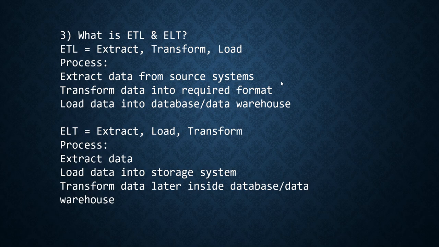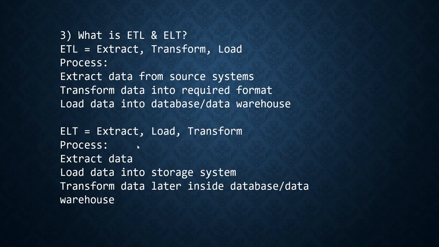Our third question is, what is ETL and ELT? ETL means extract, transform, and load. Process: extract the data from the source system and transform the data into the required format, then load it into the database or data warehouse. Extract the data from source .csv files, .xml files, like that. Transform the data into the required format, apply some business logic and ETL rules, and load it into the target data warehouse. This is ETL.